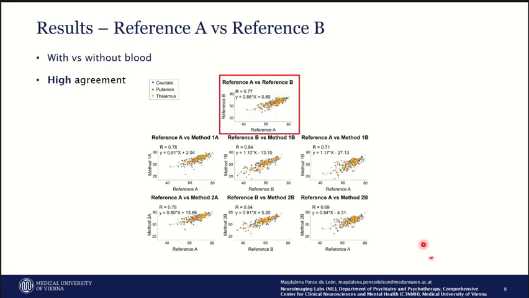We first compare both references. That will mean methods with versus without blood. We use Spearman partial correlations correcting for health condition. We found a high agreement between references with an R value equal to 0.77.